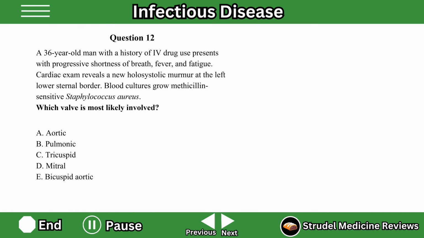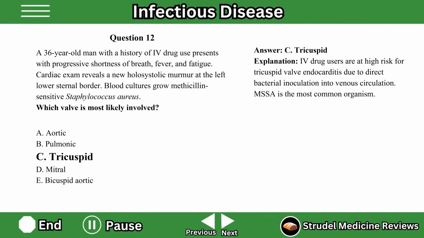So here you should be thinking about the tricuspid valve because this is a 36-year-old gentleman with a history of IV drug use now presenting with evidence of endocarditis. So in IV drug users, the most common pathogen is Staph aureus. Again, that's a skin pathogen, and when you break the skin with the IV drug use, then you are more at risk for endocarditis. And the first valve that will be encountered will be the tricuspid valve.